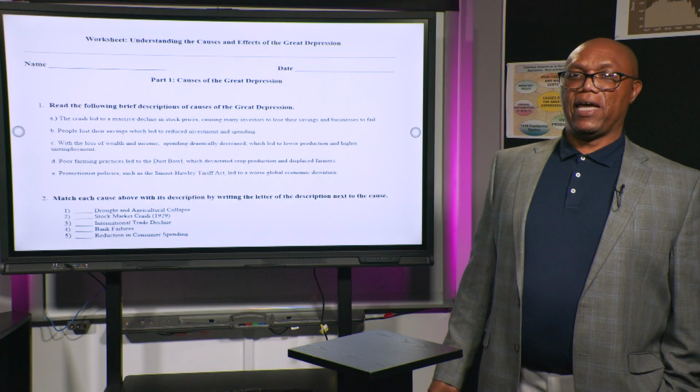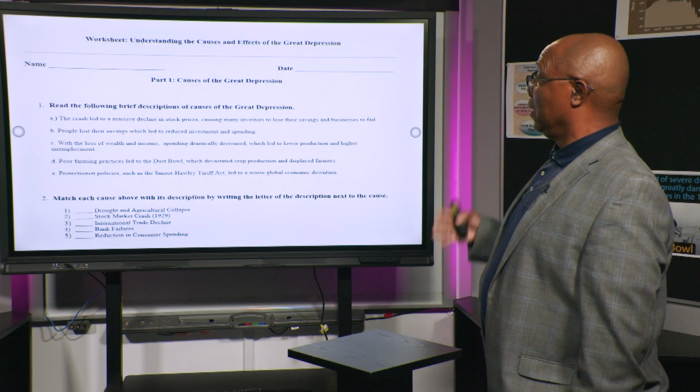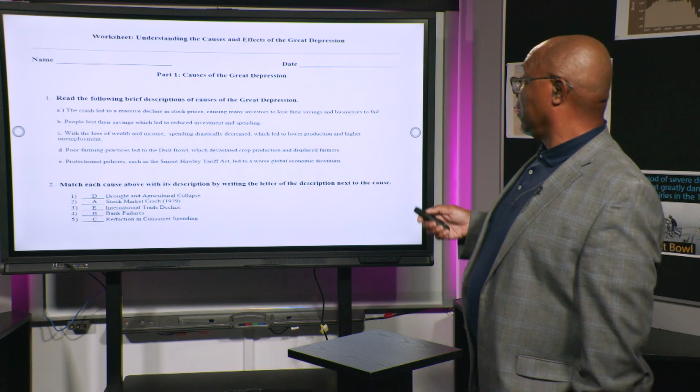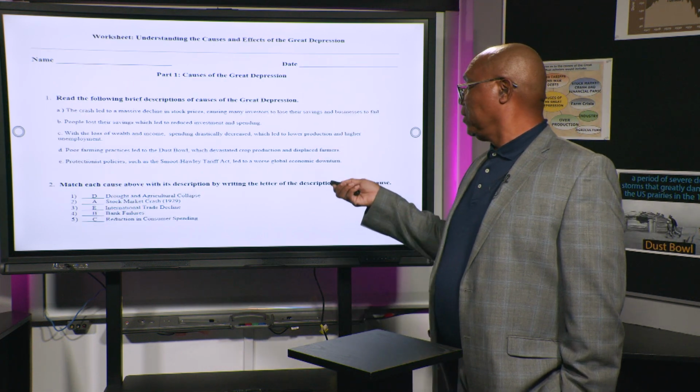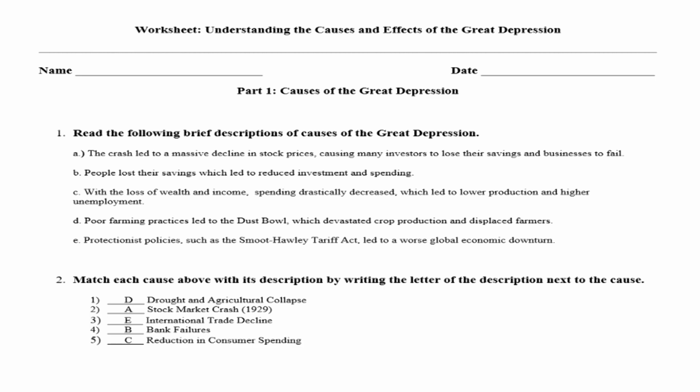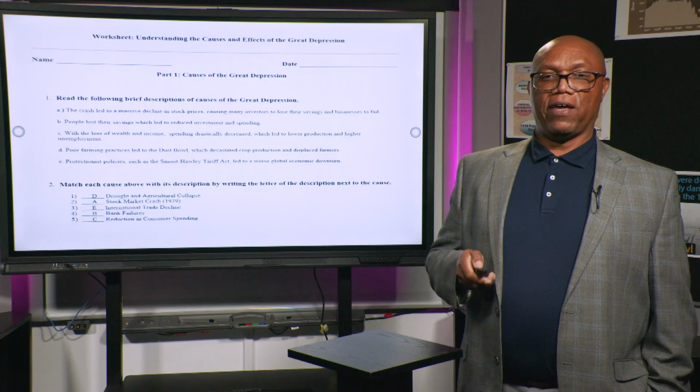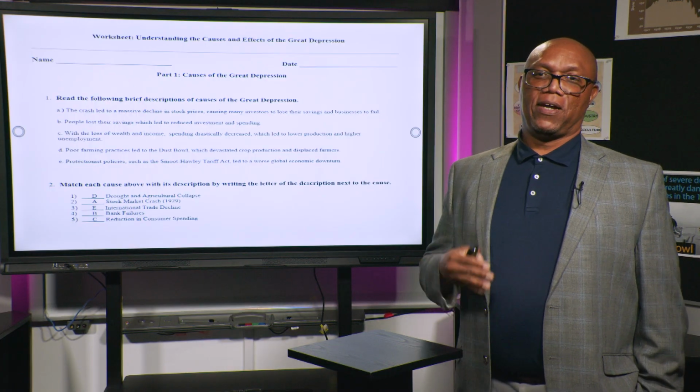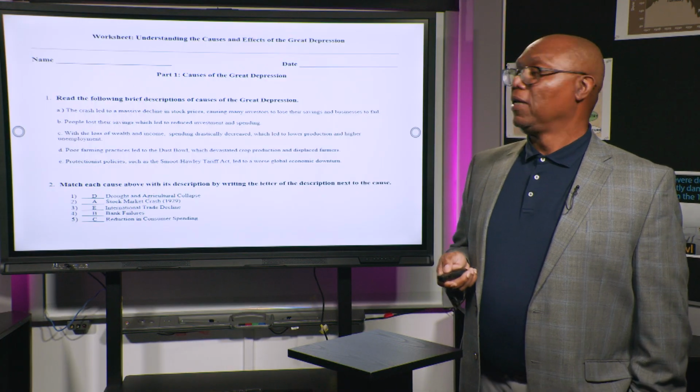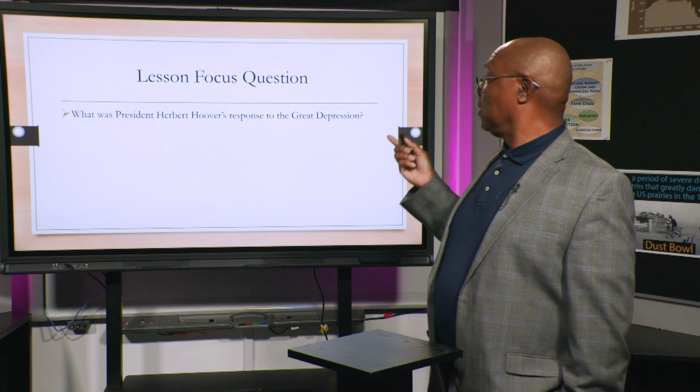Okay, you should have had enough time to go through and look at the causes of the Great Depression and some of the answers we got. One would be D, poor farming practices lead to the Dust Bowl. A, the stock market crash, the crash that led to the massive decline in stock prices, causing many investors to lose their savings. If you paid attention as we were going over these things, you shouldn't have had a great deal of difficulty figuring out some of these answers.